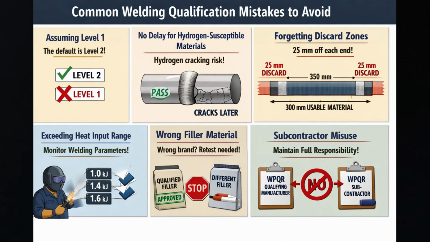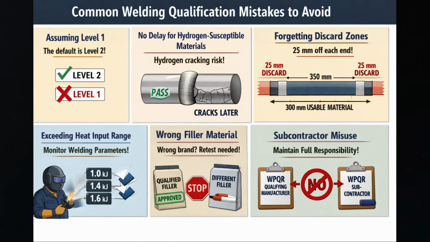Second, not delaying NDT on hydrogen-susceptible materials. An immediate inspection on a thick, unheated low-alloy steel joint can give a false clean result before any hydrogen cracking has developed. Third, forgetting the 25 mm discard zones when planning test piece length. If your test piece is only 350 mm long, you have 300 mm of usable material after discarding 25 mm at each end. Plan your specimens to fit within that.